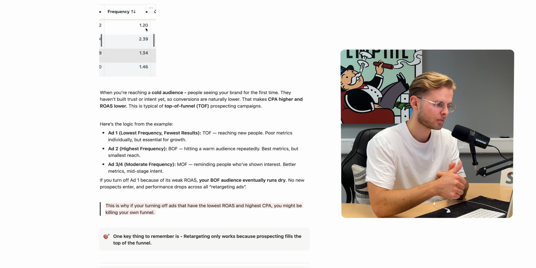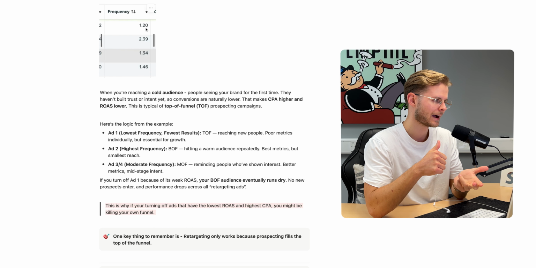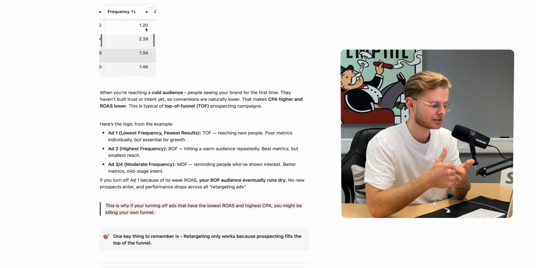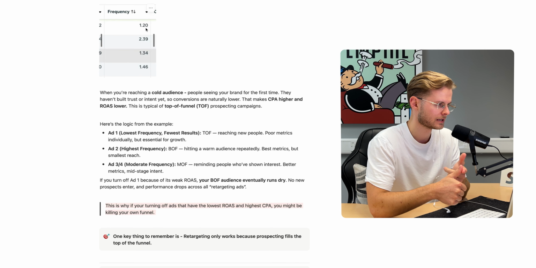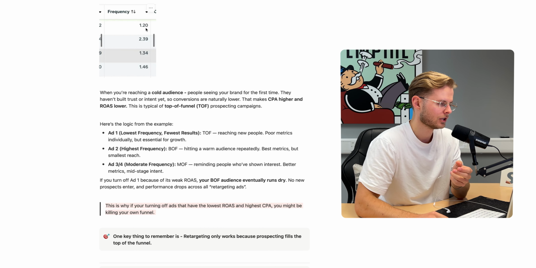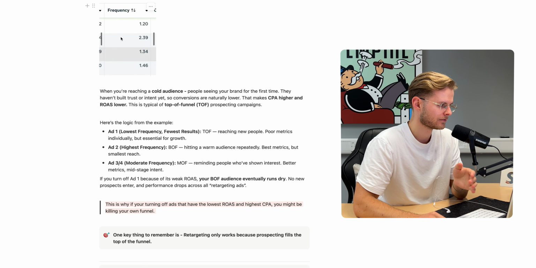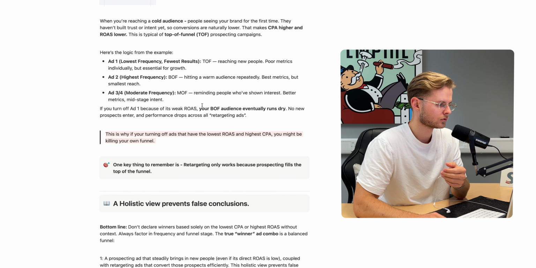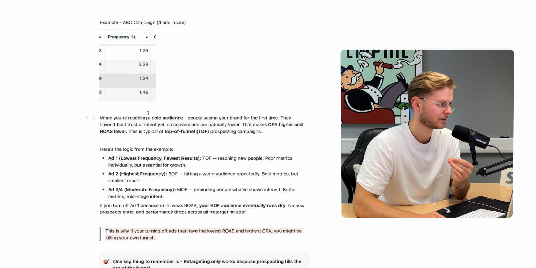And people need warming up to ads. People need warming up to your brand, what the product is. And that's why when you run a top of funnel campaign to a cold audience, very little amount of people will buy off the first look. You'll have the impulse buys, but it's going to take 5 to 7 touch points before they actually come and then buy for most people. So what's the key thing to remember here is retargeting only works because these top of funnel prospecting campaigns fill this funnel here.